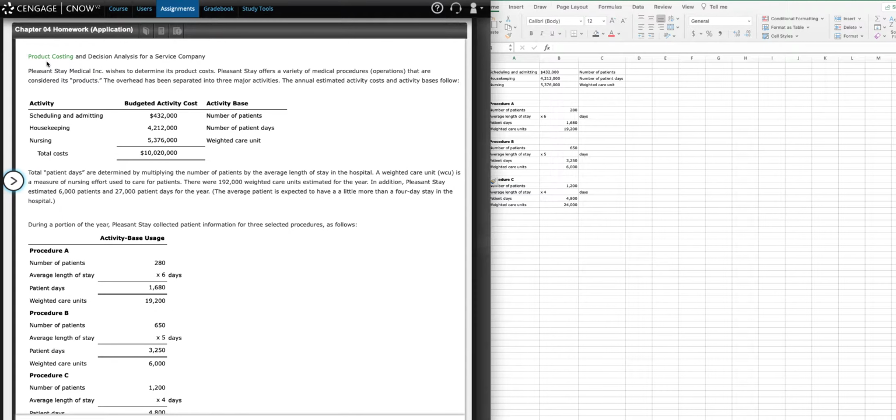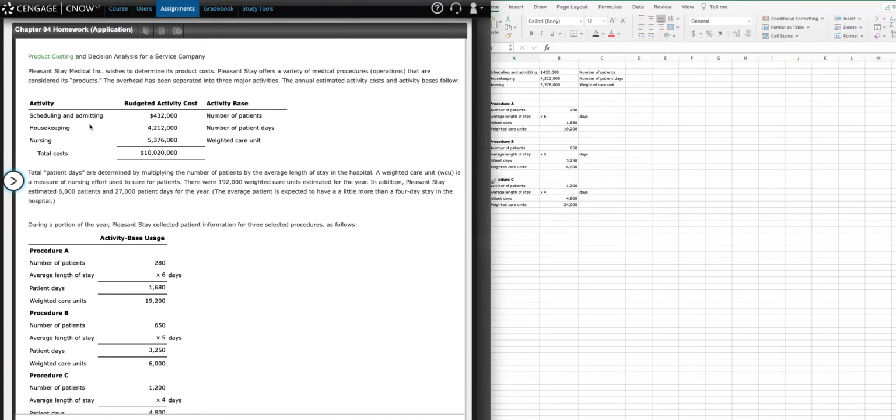And so now we're looking at product costing and decision for a service company. Pleasant Stay Medical Inc. wishes to determine its product costs. Pleasant Stay offers a variety of medical procedures or operations that are considered its products. The overhead has been separated into three major activities. The annual estimated activity cost of an activity base follows.